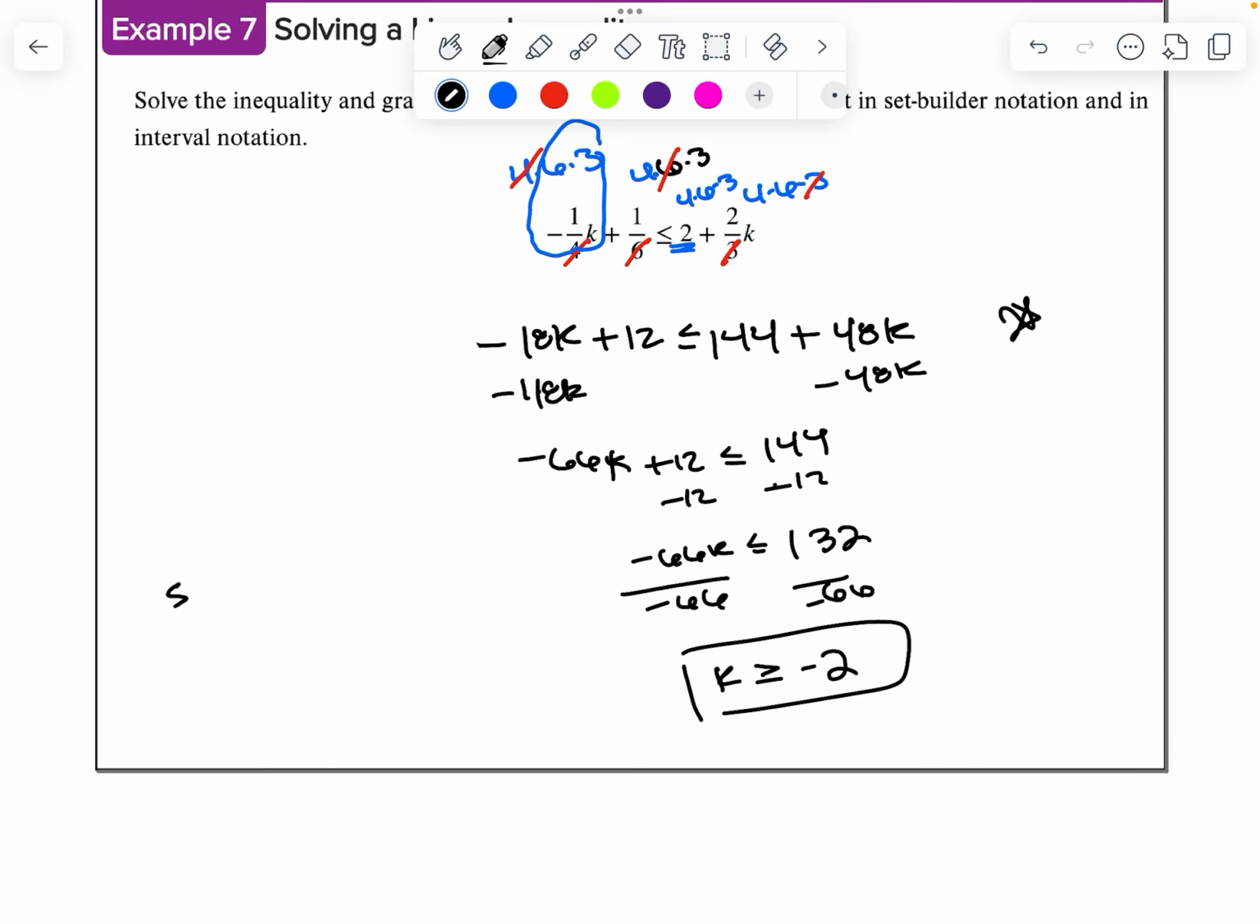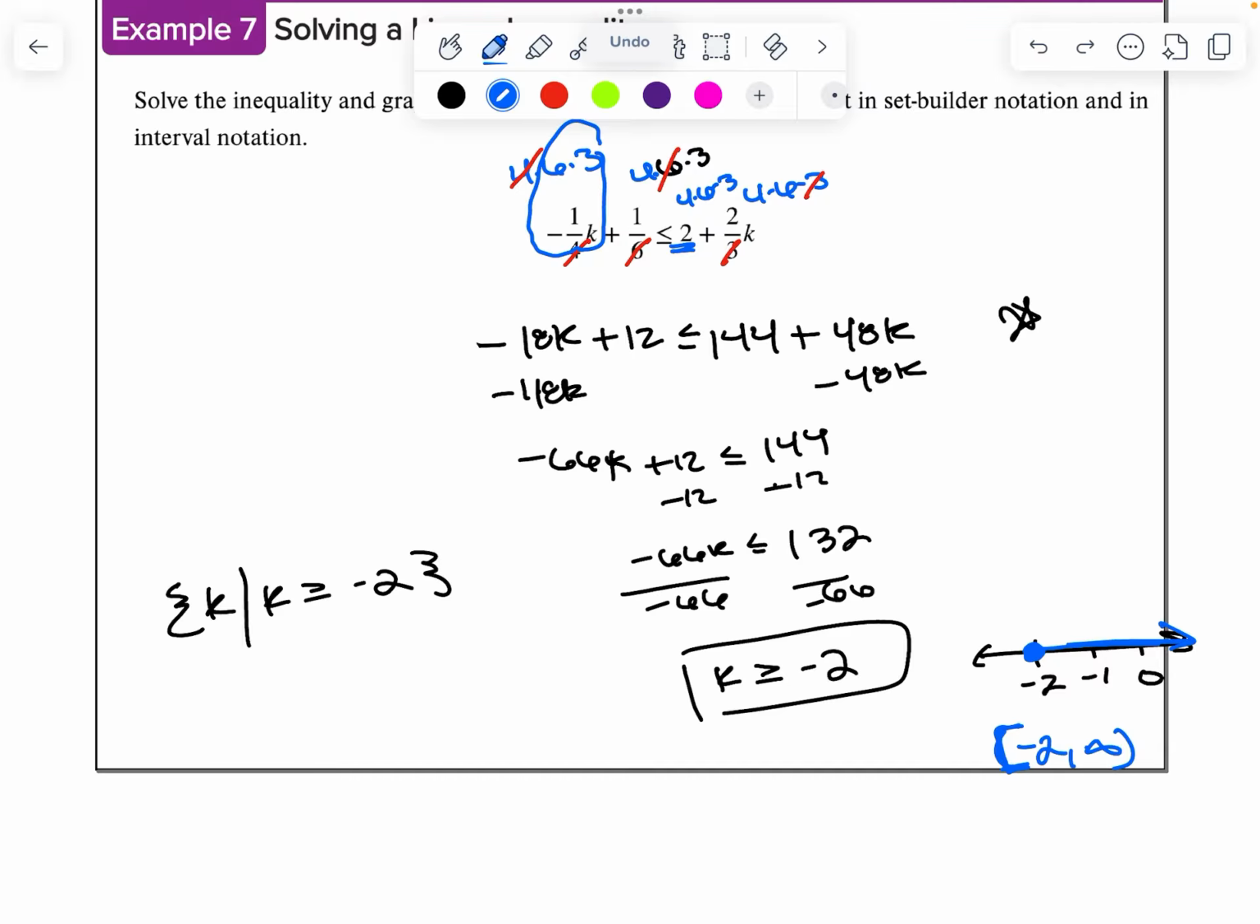Our set builder notation, we said we were not going to do it, but it would be the set of k such that k greater than or equal to negative 2. Our graph would be everything to the right of negative 2. And so our interval notation is going to end up being everything shaded from negative 2 to infinity. And notice I put a parentheses. I should have had a bracket there because it's a closed circle, right? It is included. That is a greater than or equal to.